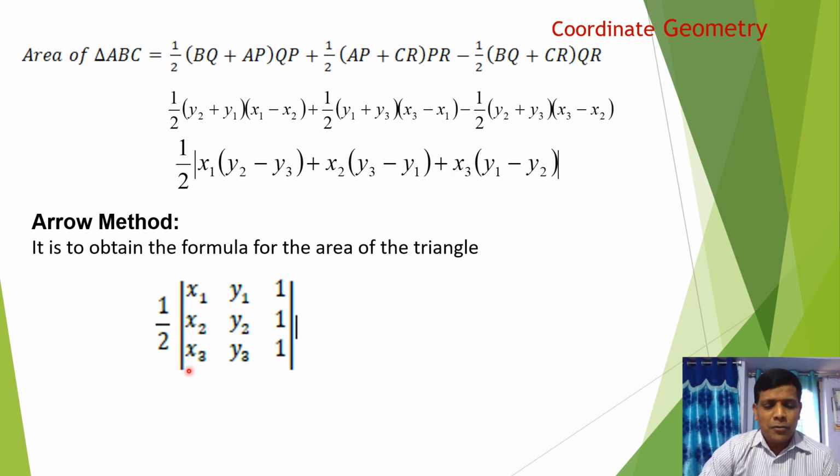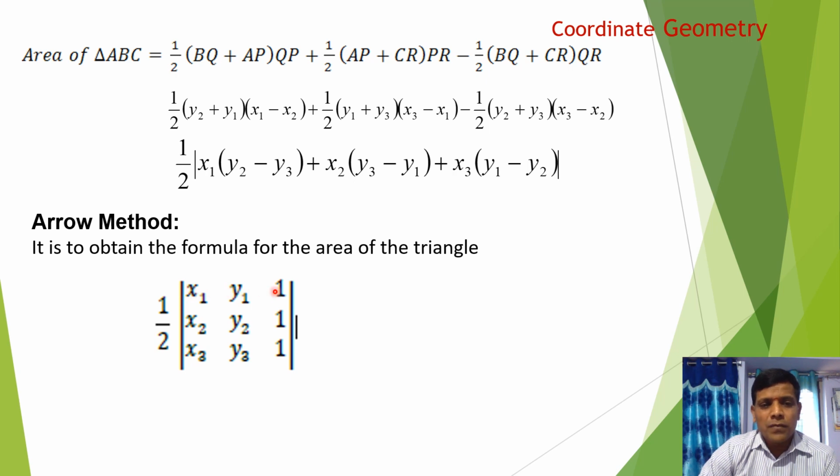So write down half first. After that keep modulus symbols. This is the A column, B column and C column. In the A column write all x1, x2, x3. After that y1, y2, y3. And the last one is only 1. First, x1 into. So close the complete first column and the first row. Take x1.